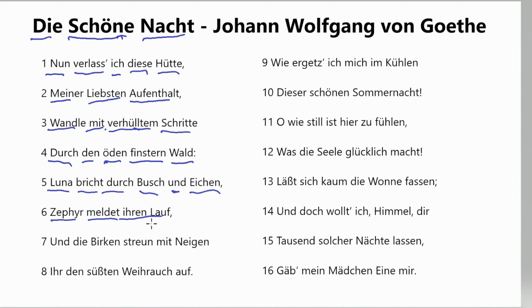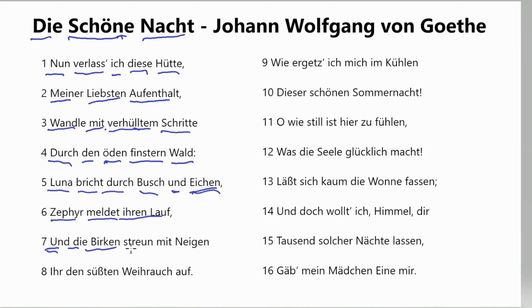So it's windy and the moon is shining bright. So line 7. Und die Birken is birch trees, so another type of tree like Eichen, but Eichen is oak trees. Birken is birch trees. Streuen mit Neigen.